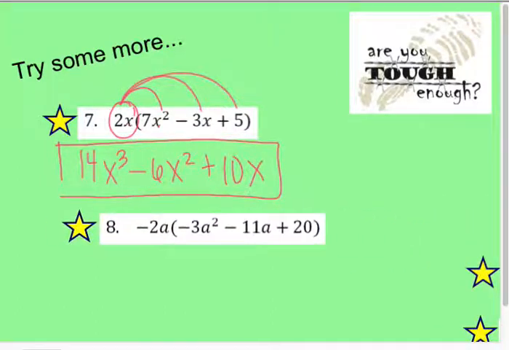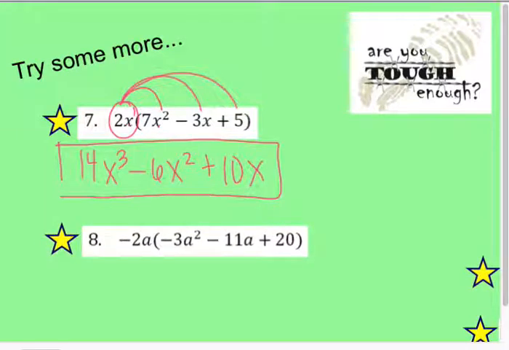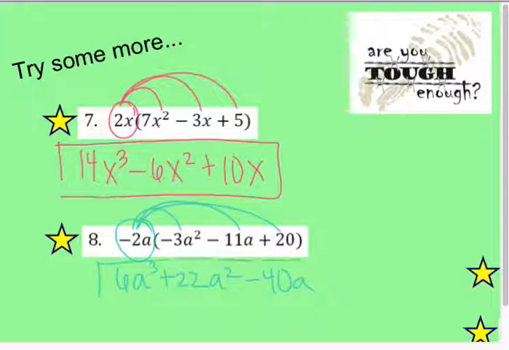Example 8. Okay, same idea as 7. So I'm going to go ahead and distribute the negative 2a. So I have negative 2 times negative 3, so 6. A times a squared is a to the third. Negative 2 times negative 11, so plus 22. A times a is a squared. And then negative 2a times 20. Well, negative 2 times 20 is negative 40, and a. Once again, I look, do I need to combine any like terms? Already done, so that is my solution.